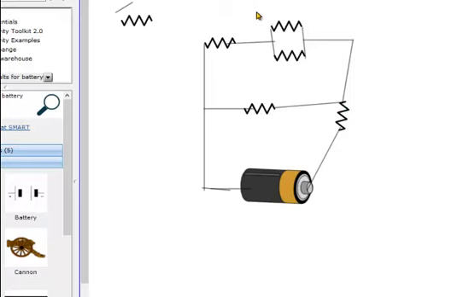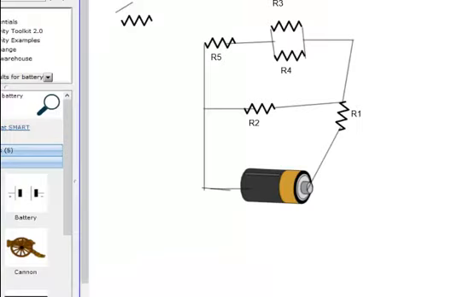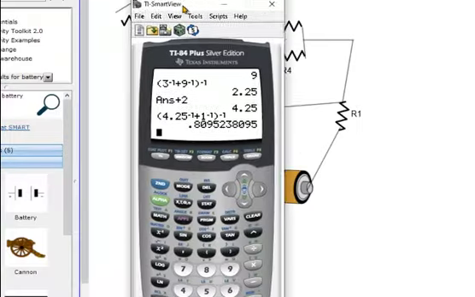This is the, let's see, R3, R4, R5, R2, and R1. And again, as I'm plugging in numbers, I'm supposed to come up with 2.54 ohms.